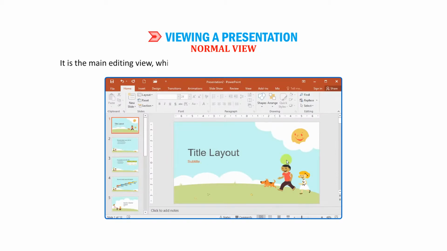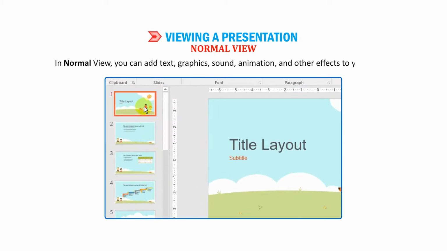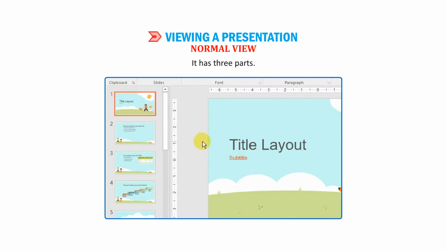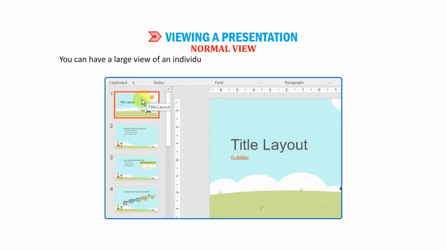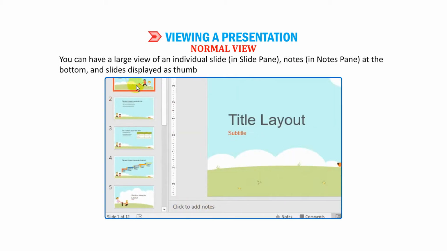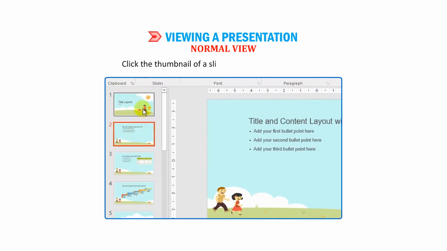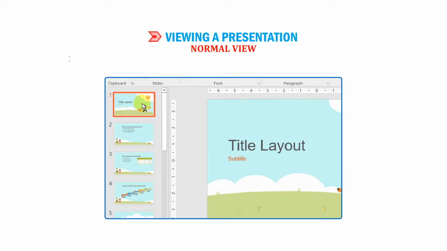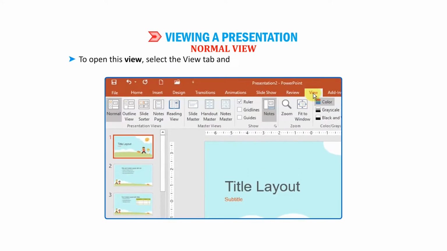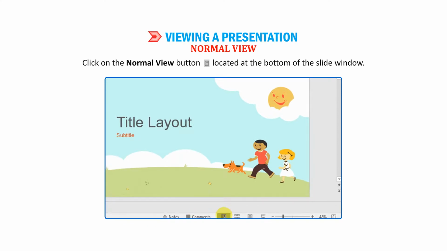It is the main editing view which is used to write and design the slides for the presentation. In normal view, you can add text, graphics, sound, animation and other effects to your slides. It has 3 parts. You can have a large view of an individual slide in slide pane, notes in notes pane at the bottom and slides displayed as thumbnails in slide navigation pane all at the same time. Click the thumbnail of a slide to view it in the slides pane. To open this view, select the View tab and click on the Normal button from the Presentation Views group. Or click on the Normal View button located at the bottom of the slide window.